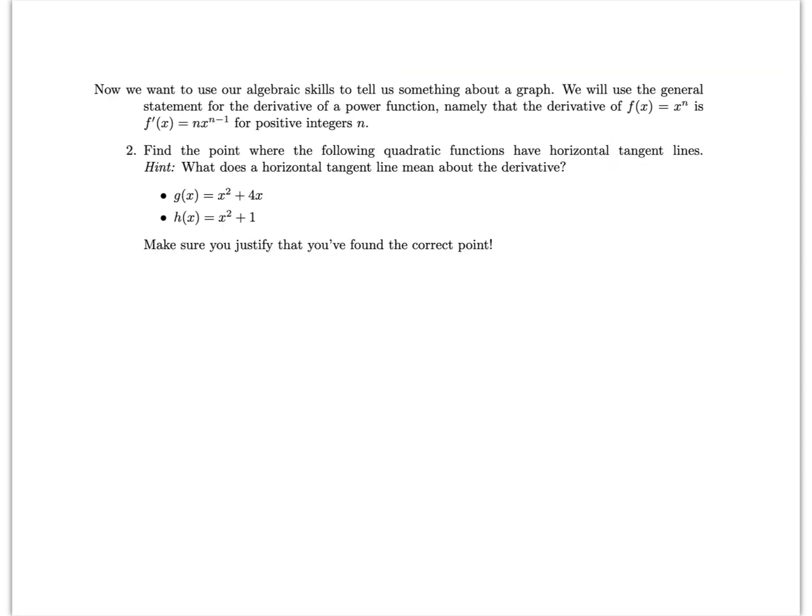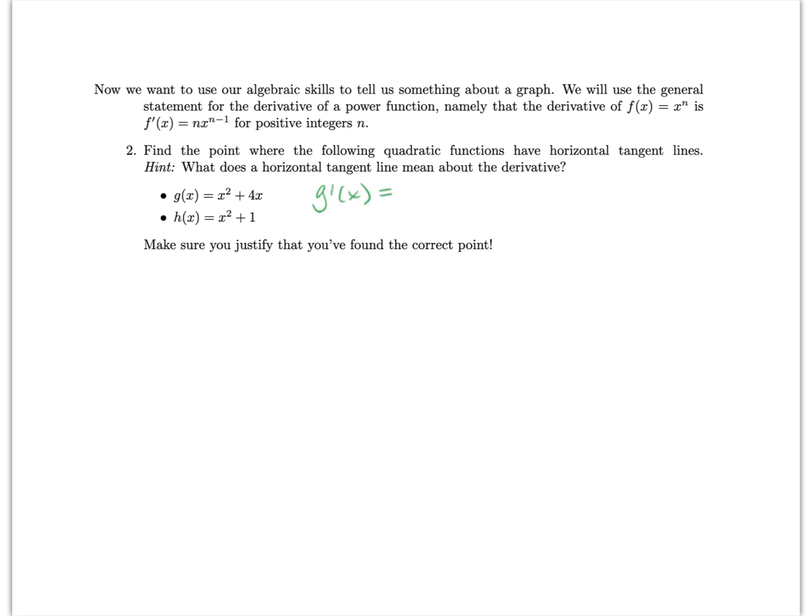Now we're going to use our algebraic skills to tell us something about a graph. We're going to use the general statement for the derivative of a power function, that the derivative of x to the n is nx to the n minus 1. So I'm giving you a formula that you are allowed to use to finish this activity. Find the point where the following quadratic functions have horizontal tangent lines. Okay, so first of all, a tangent line is a derivative. So I need to know the derivative of each of these before I do anything else.